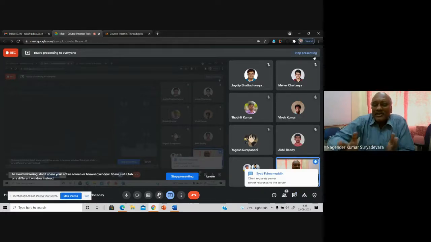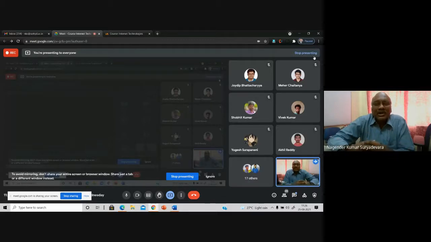Very good. Syed Fahimuddin has said the client requests the server, and the server responds to the client. Responding to the client means the server is going to serve whatever request is made by the client. It's not that the server is going to put something to the client. Okay, are you getting it, Joydeep?